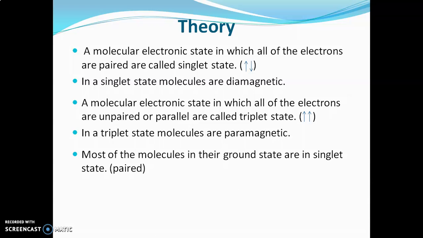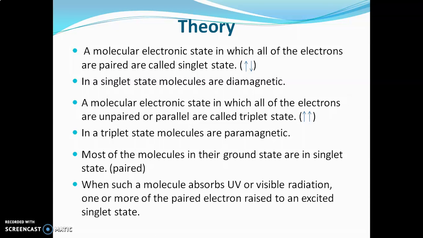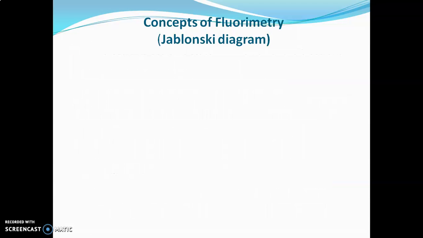Most of the molecules in their ground state are in singlet state, that means the spin is paired. When such molecule absorb UV or visible radiation, one or more of paired electron raise to the excited singlet state. Now we'll see diagrammatically the concepts of fluorimetry.